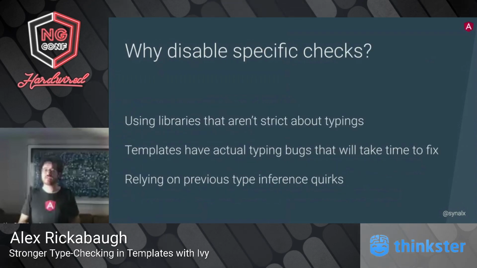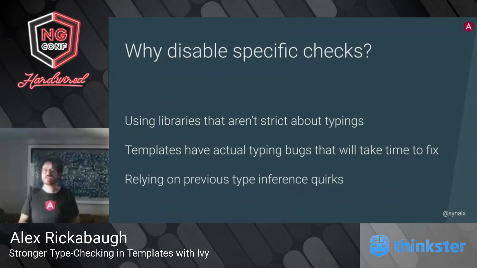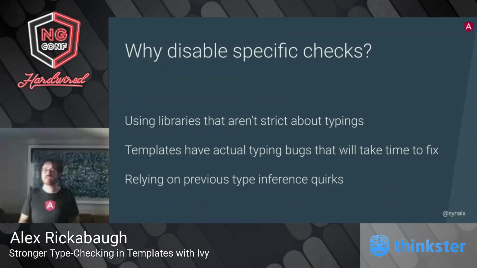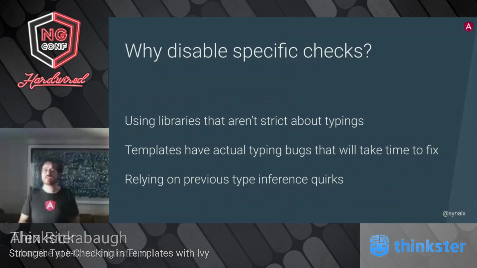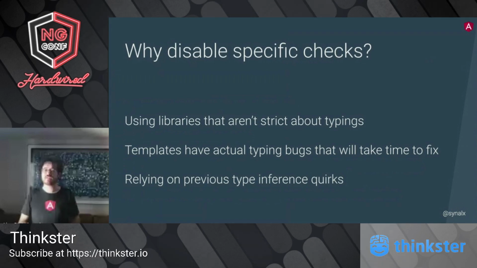So there are a few reasons that you might have to do this. The most obvious one is if there are actual type bugs in your templates. But another thing that often comes up is if you're using libraries that weren't actually designed to be strict templates compatible. One case is if they weren't compiled with TypeScript-specific strictest settings, they might not specify null or undefined as valid values for an input, even if they're perfectly happy to accept that at runtime.